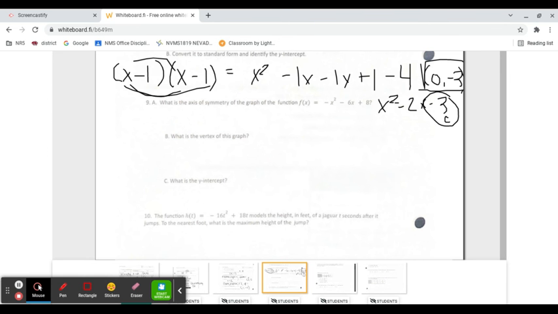Number 9, what is the axis of symmetry in the graph? So for the axis of symmetry, you've got to do the opposite of b, which would be 6. That's not a 6, sorry. Over 2a, which would be 2 times -1, which would be -2. So that actually equals -3. So the axis of symmetry equals -3. X equals -3.